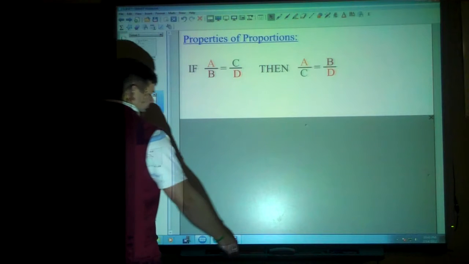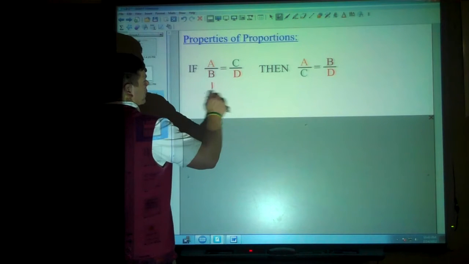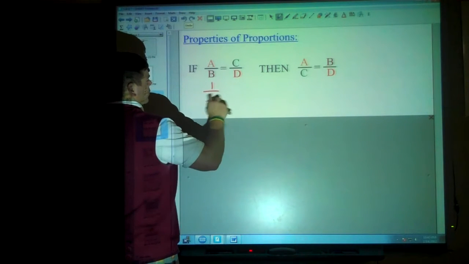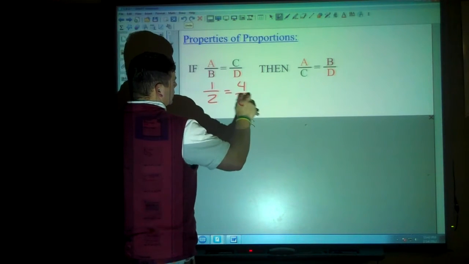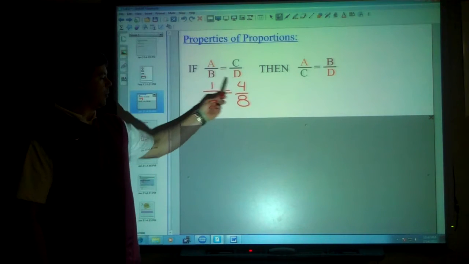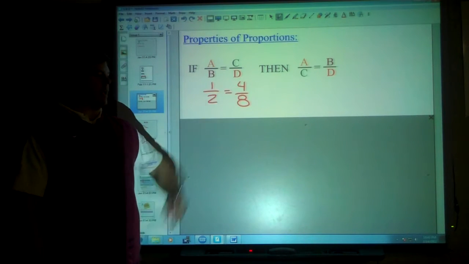And if you actually look at what's taking place here, the B and the C have swapped places. So it's sometimes easier to look at in terms of numbers. I like to use very easy fractions. Let's use 1 over 2 is equal to 4 over 8. So there is clearly a true proportion here. 1/2 is the same as 4 over 8.